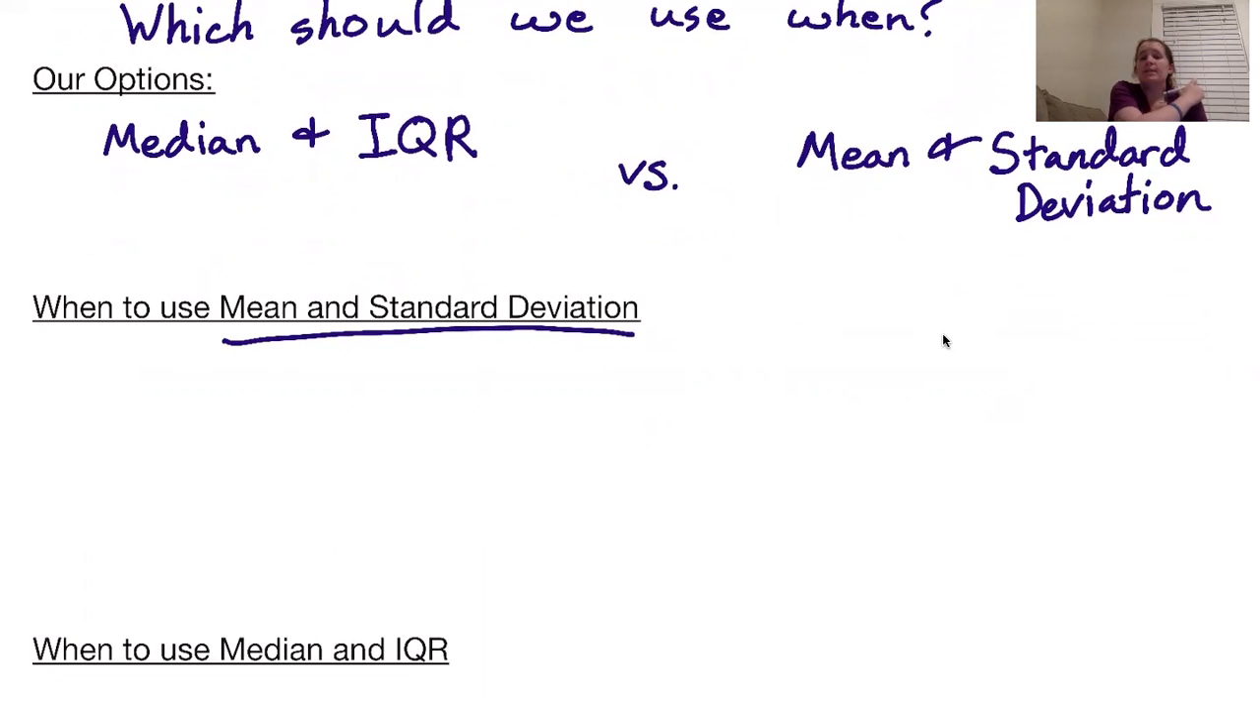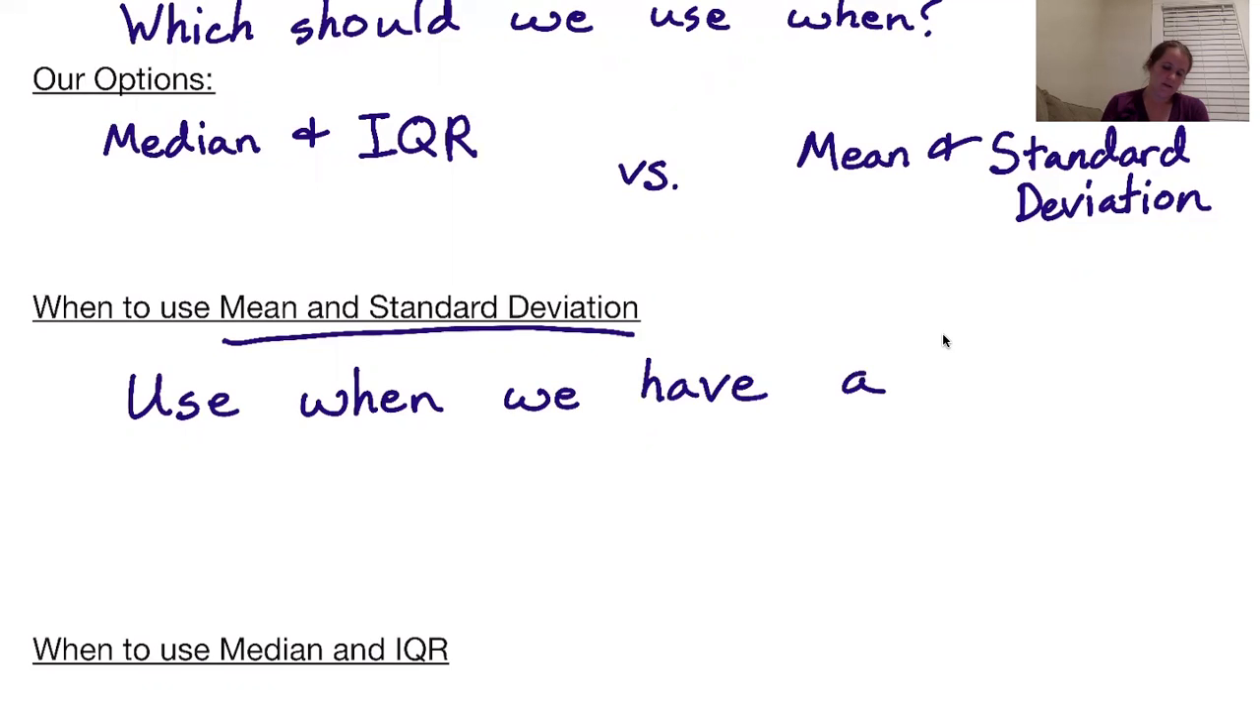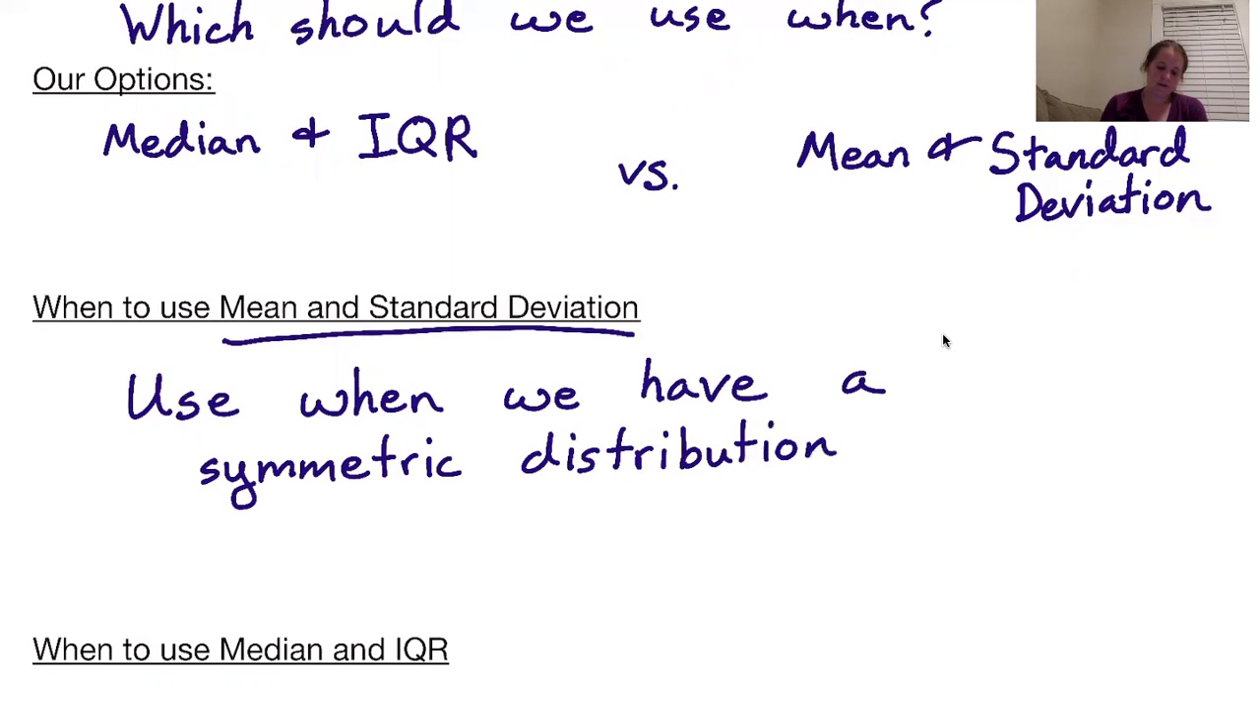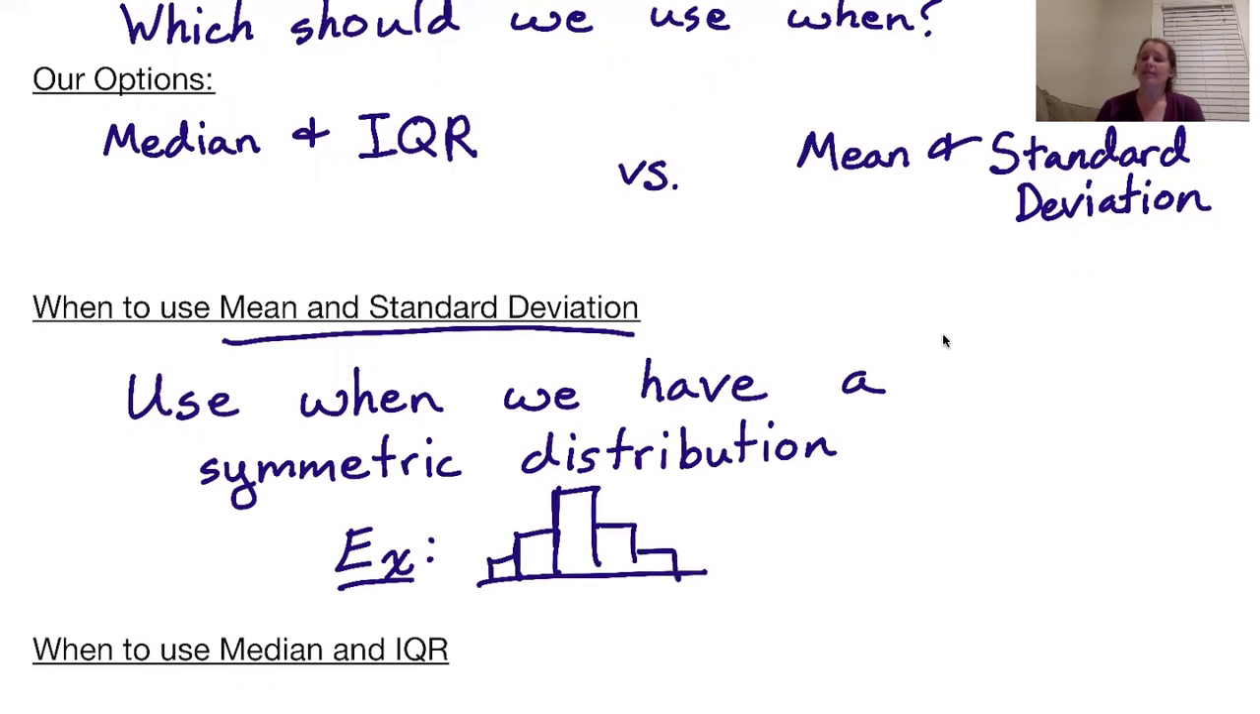So for mean and standard deviation, we typically use mean and standard deviation when we have a symmetric data set. So use when we have a symmetric distribution. So for example, we could have a histogram that looks like this, and then mean and standard deviation make complete sense.